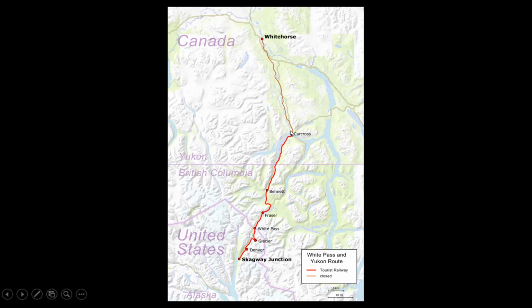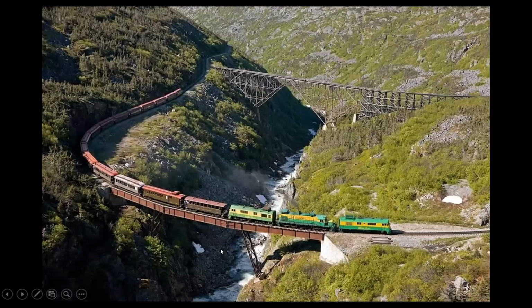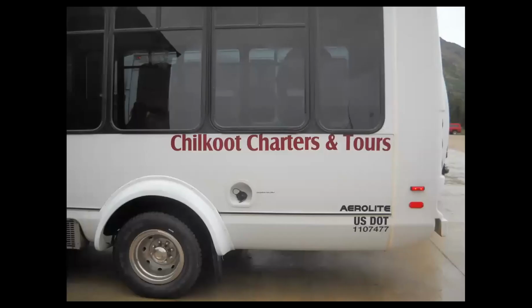So what we're going to do is we're going to get on a bus. We're going to go up to Carcross, turn around, come back by the train, and back to Skagway. So it's very scenic. As you can see here, quite an engineering feat to put this in in just a couple of years. So that's what the route looks like.